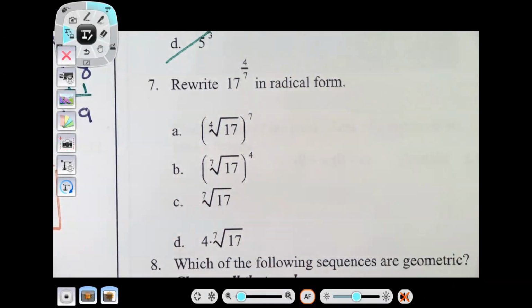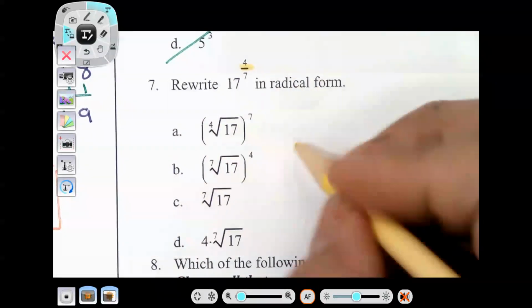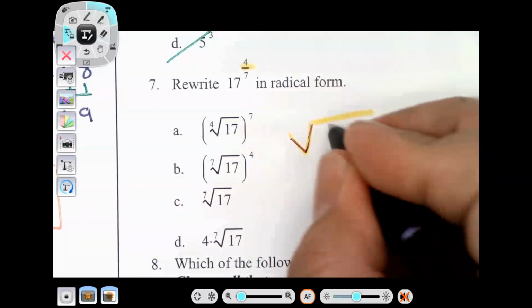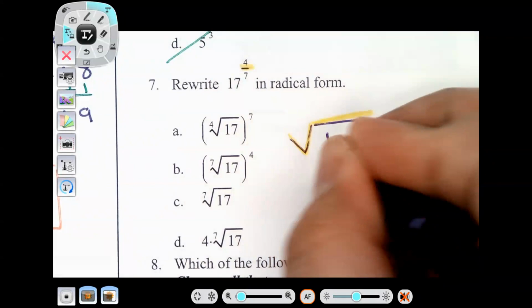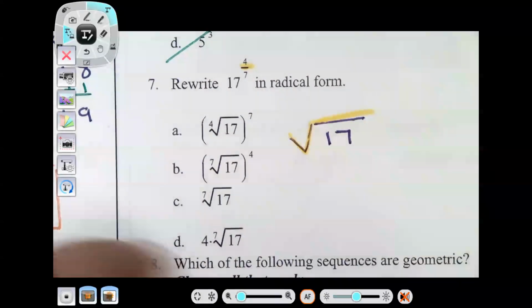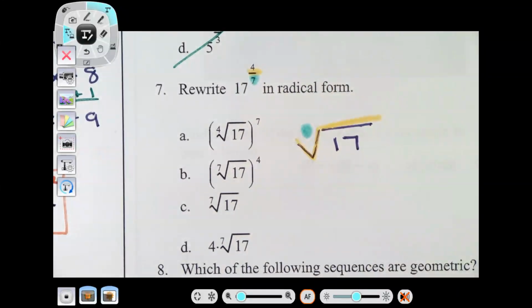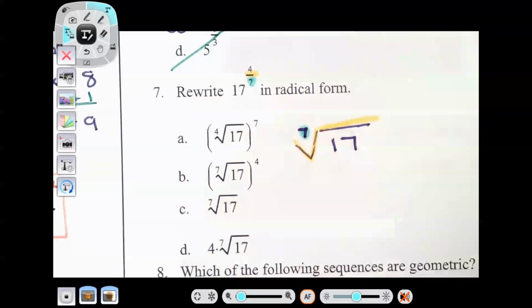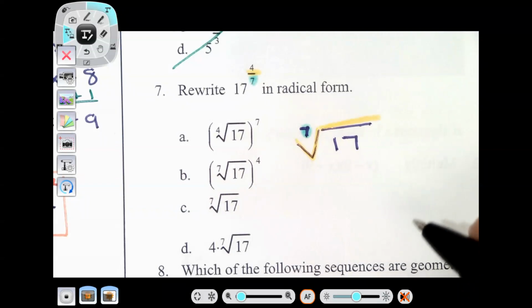Well, we just said, when you see a fraction as a power, it means it used to be a radical. So I get my radical going. And the 17 goes on the inside because that's my base. But again, remember the rule. Whatever the denominator is, that's my index. So that 7 we see here has to be inside of our root like this, or inside the little check mark part, right? If you think of it that way.